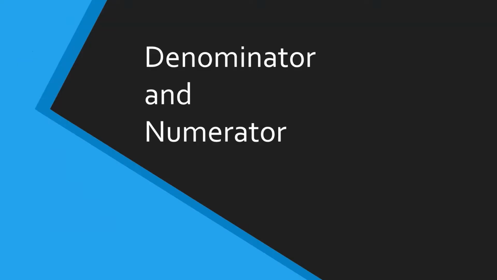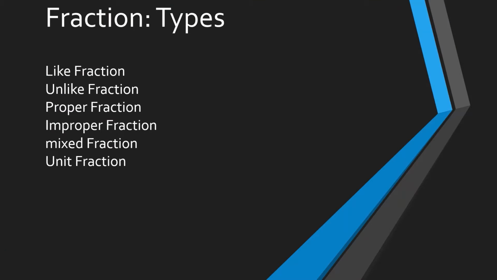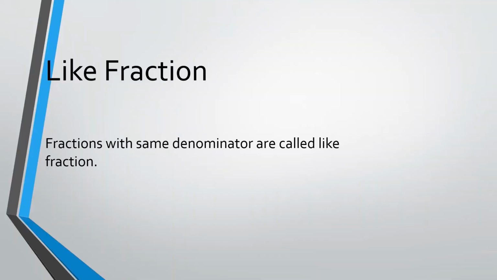Then we also discussed denominator and numerator. What part of a fraction we call a denominator and what part of a fraction we call a numerator. Then there are different types of fraction that we discussed. We discussed like fraction, unlike fraction, proper, improper, mixed, and unit fraction.